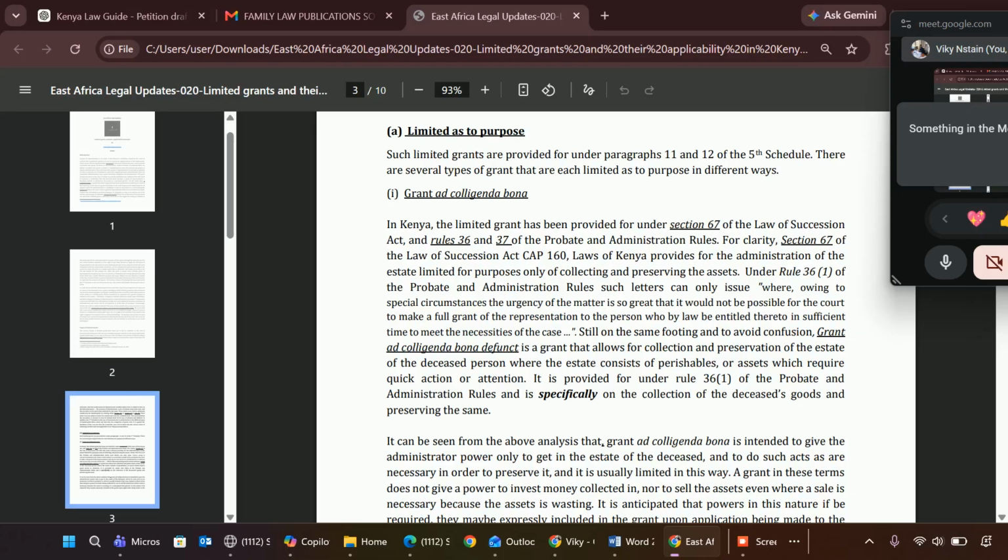And still on the footing, and to avoid any confusion, we have what we call grant ad colligenda bona defuncti. It is a grant that allows for collection and preservation of the estate of the deceased person, where the estate consists of perishables or assets which require quick action or attention. It is provided for under Rule 36(1) of the Probate and Administration Rules and is specifically on the collection of the deceased's goods and preserving the same.